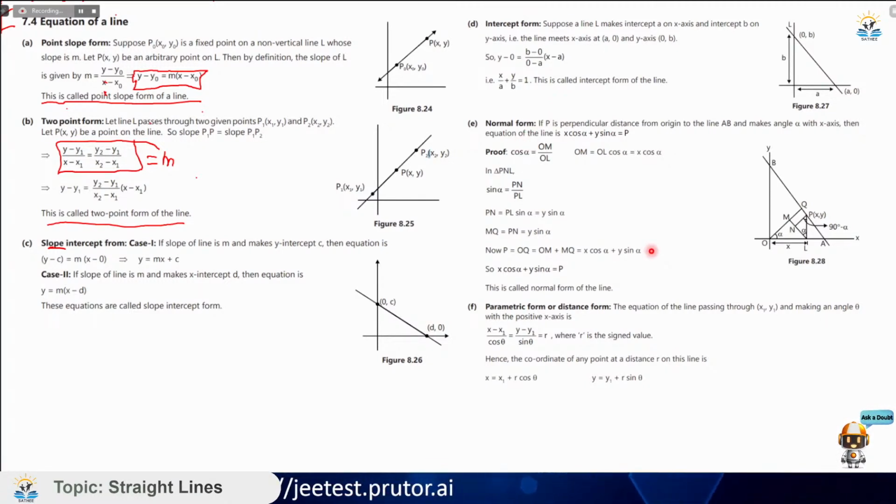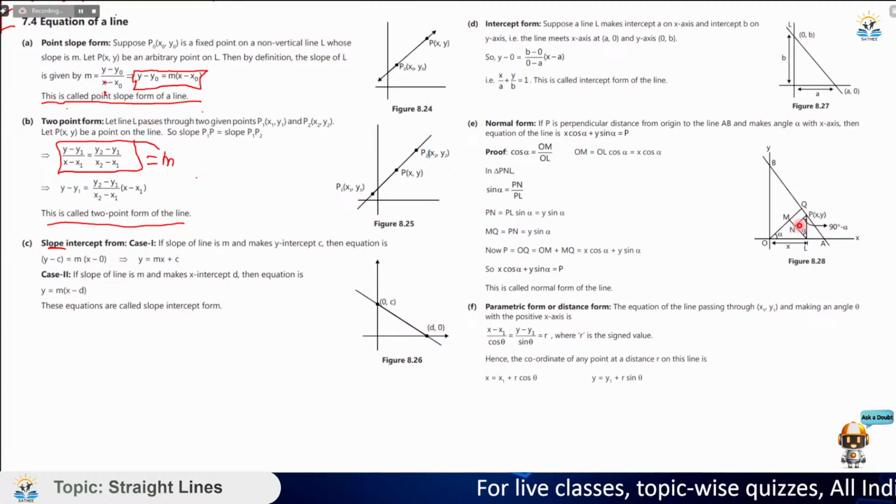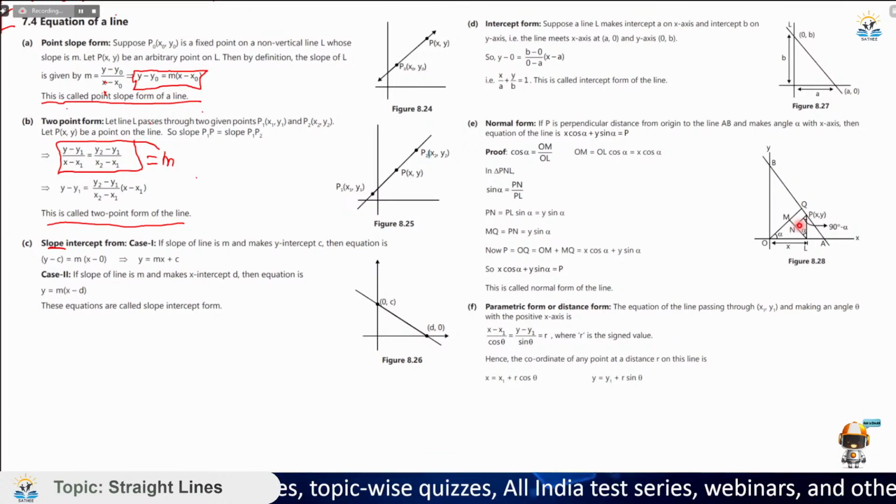This is something which is tricky. ठीक है, हमको concept clear कर। If p is perpendicular distance from the origin to the line AB, and makes an angle alpha with x-axis, okay, so the equation of the line is x cos alpha plus y sin alpha is equal to p.